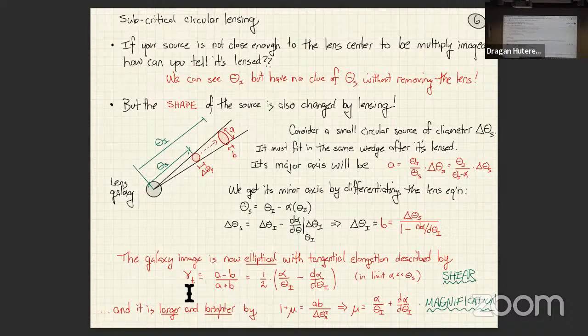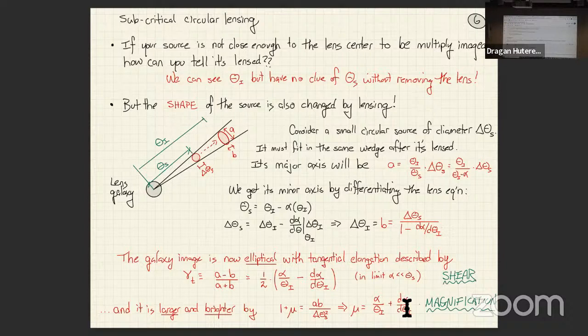And another thing that happens is that the galaxy could be larger than it started also. The area of this ellipse is pi times A times B, as opposed to pi theta S squared for the original circle. And that gets larger by a factor that's equal, if you do some math, to alpha over theta I plus d alpha over d theta I. And this is called the magnification, because if the galaxy gets larger, the surface brightness is actually conserved by gravitational lensing, just like optical lenses do. And so if the galaxy image gets larger, it also gets brighter. Okay.